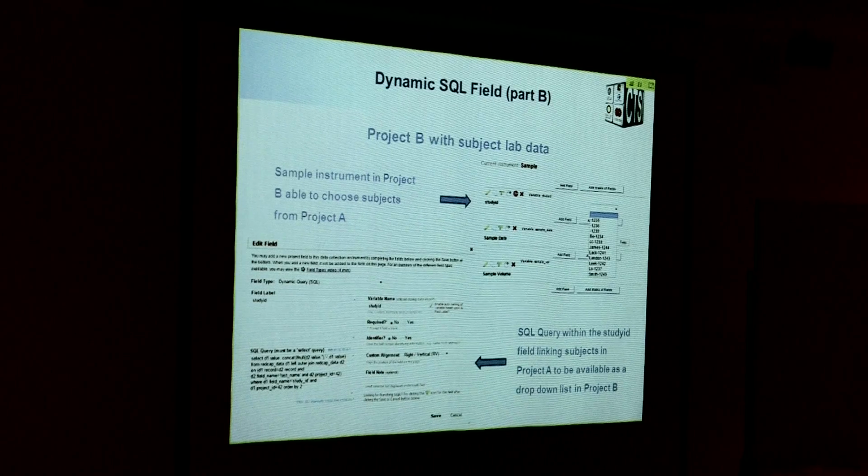Previously, it pulls the study ID as well as part of the identifier. So in this way, this project is linked to the demographics project before by the study ID. So although it displays some part of the identifier and the study ID, only the study ID is stored in the record. So when you export the two projects, you can link the results by the study ID together. So that's one very useful use for the dynamic SQL field.